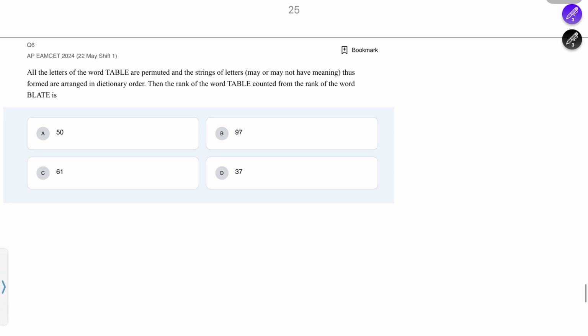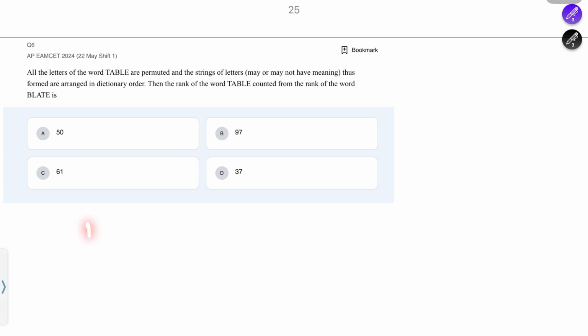Okay. Next question. Next question is given that all the letters of the word TABLE are permuted and arranged in dictionary order. The question asks for the rank of the word TABLE, counted from the rank of the word BLATE. How to count the rank of BLATE?